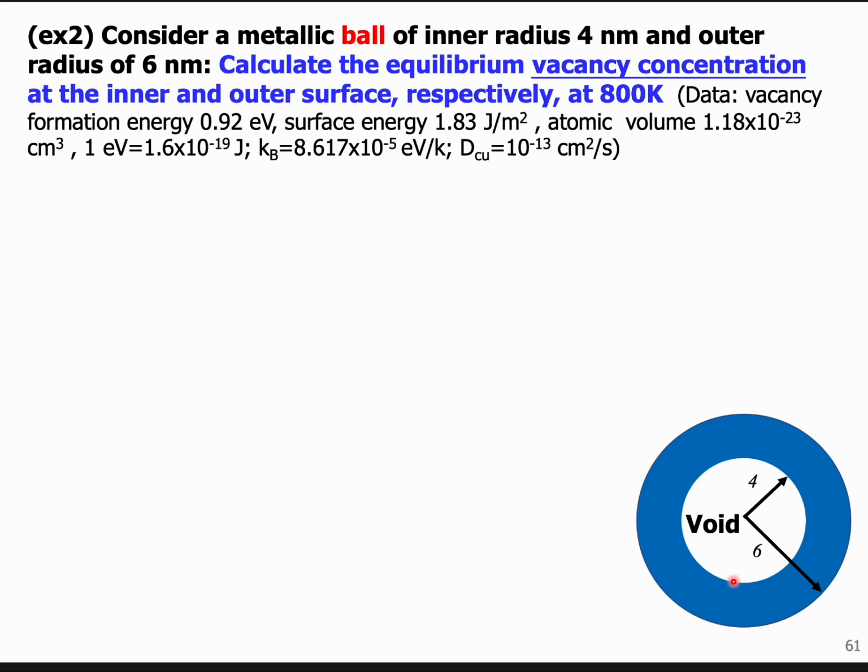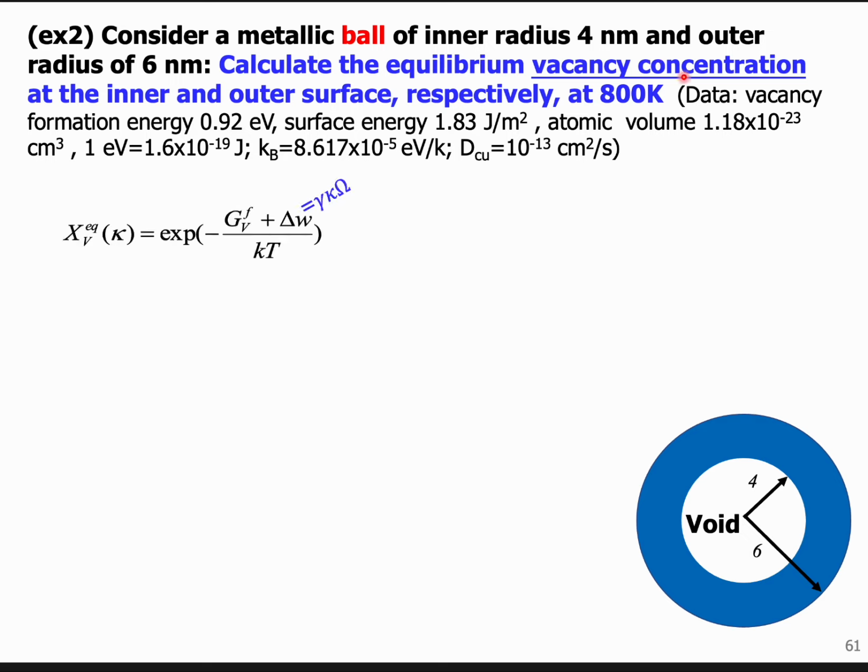And the other example will be this one. Example 2: we consider a metal ball, and the inner radius is 4 nanometers and the outer radius is 6 nanometers. So this is a metal ball. Please calculate the equilibrium vacancy concentration at the inner and outer surface, respectively. Based on this, you need to calculate the vacancy concentration.